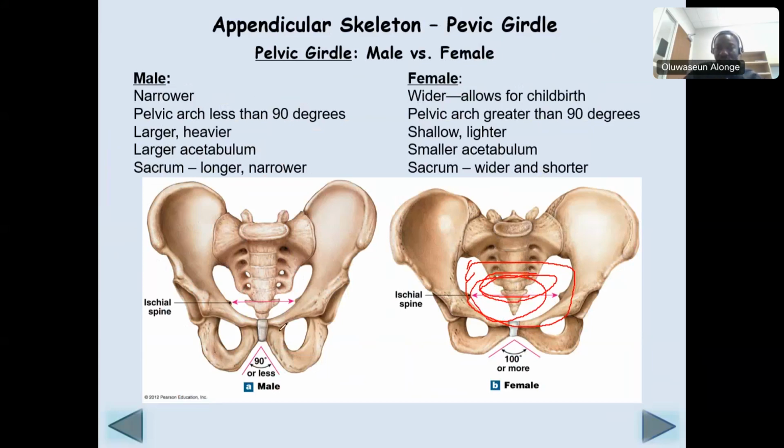So they must be able to do that function, the physiology of that. The pelvic arc here is less than 90 degrees, whereas the pelvic arc here is more than 90 degrees. This one is shallower and lighter, while this one is larger and heavier. There is a larger acetabulum because the femurs are thicker in males than in females, and a smaller acetabulum in females. The sacrum is longer and narrower in males. In females, the sacrum is wider and shorter. And again, these account for the greater height in males than in females.